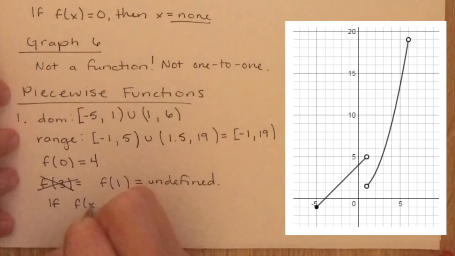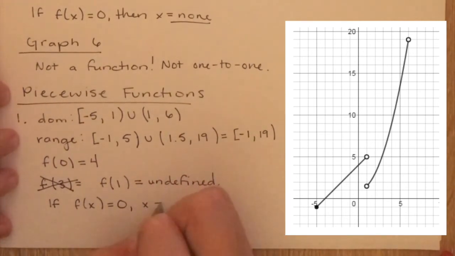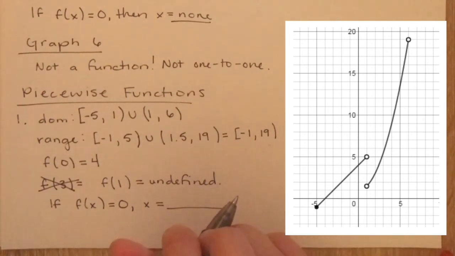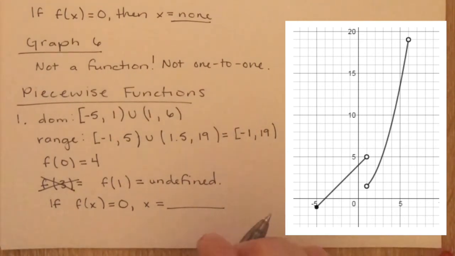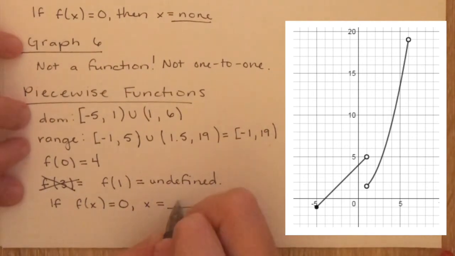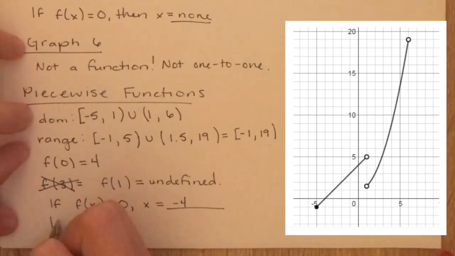If f of x equals 0, x equals what? Well, f of x equals 0. We want to look for all of the points where y is 0. That happens to be the x-axis. We look along the x-axis to see where it runs into the function, and it looks like we run into the function at x equals -4.